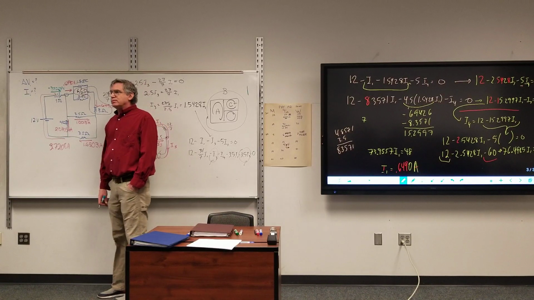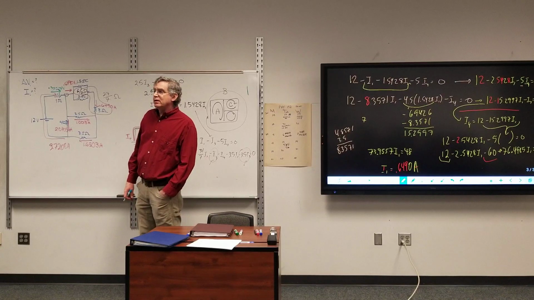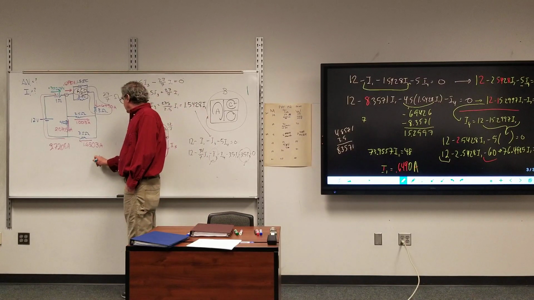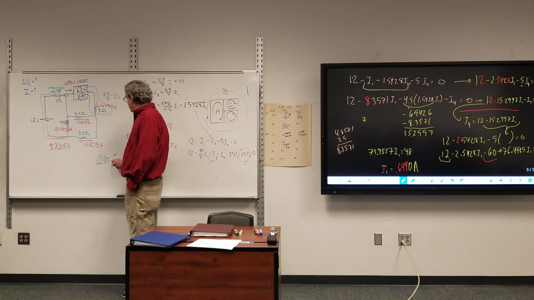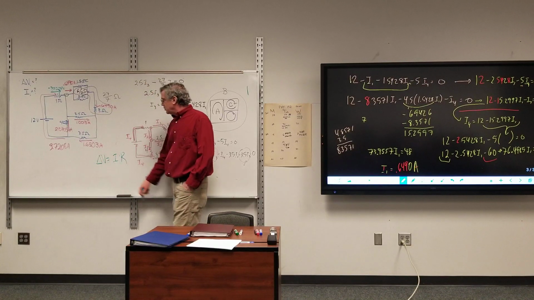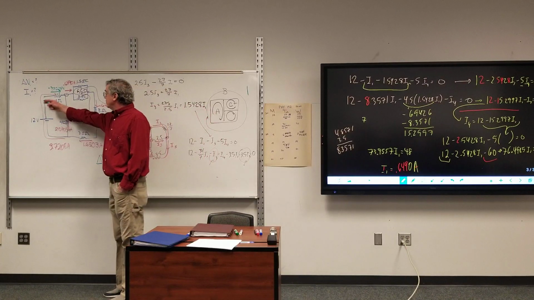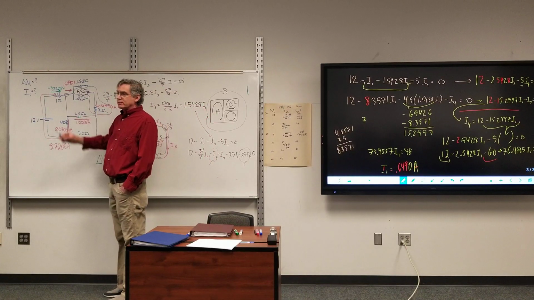Why that number? Ohm's law, which I erased. The IR thing. So my potential difference is just the current times the resistance. I now know the current for the whole thing, and I know the resistance.